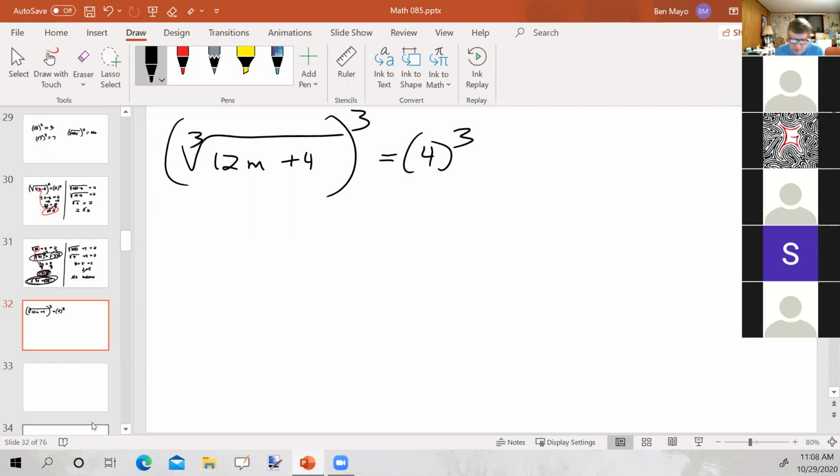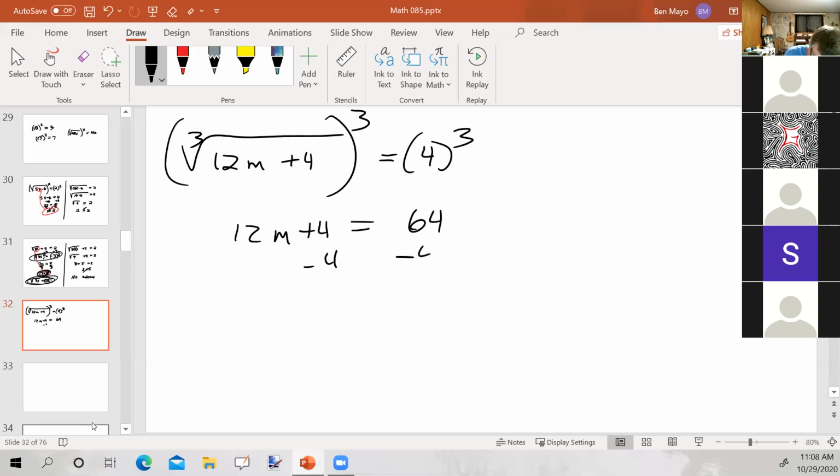Why are we cubing? Because we've got a cube root. Again, we've isolated the radical, but now we're going to cube both sides. So we're going to get 12m plus 4 equals 64. 4 times 4 times 4. We could square both sides, but it wouldn't accomplish what we need. We needed to cube both sides.